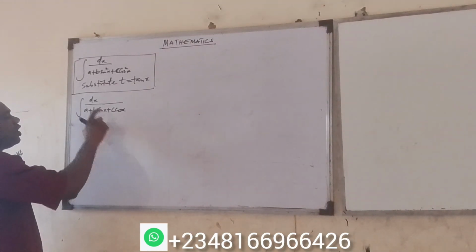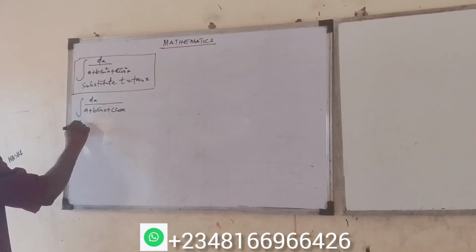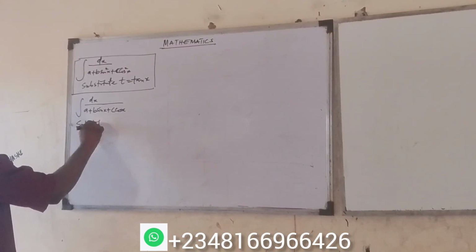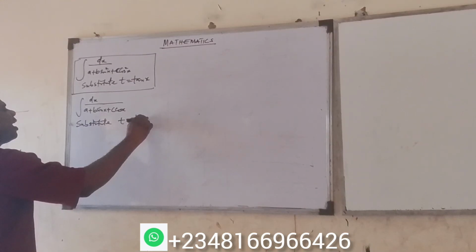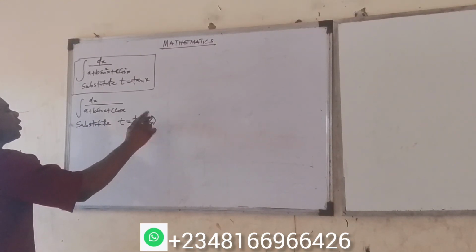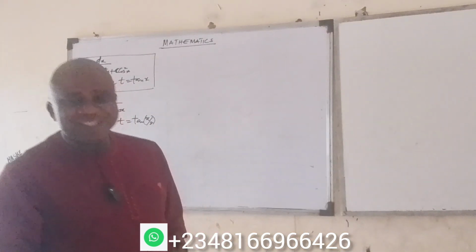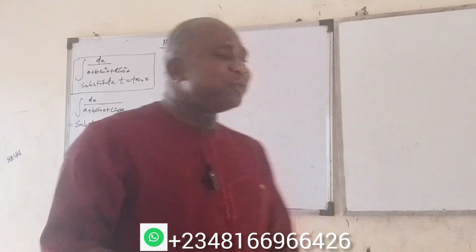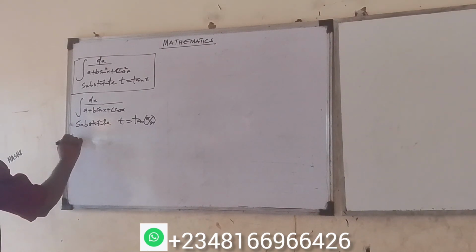So when you have integrals in this form, all you need to do is to substitute t equal to tan x over 2. We call this half angle substitution, or Weierstrass substitution. So now we're going to look at some examples. Let's look at example 1.